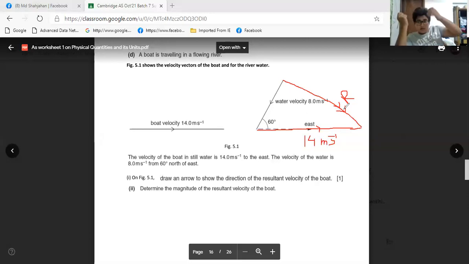When I'm explaining, I'm taking time. I'm giving pauses and explaining to you, so it takes a long time. But when you do it on your own, it will not take that much time. You can do it very fast. Now this one is done, right? On figure 5.1, draw an arrow to show the direction of the resultant velocity of the boat.